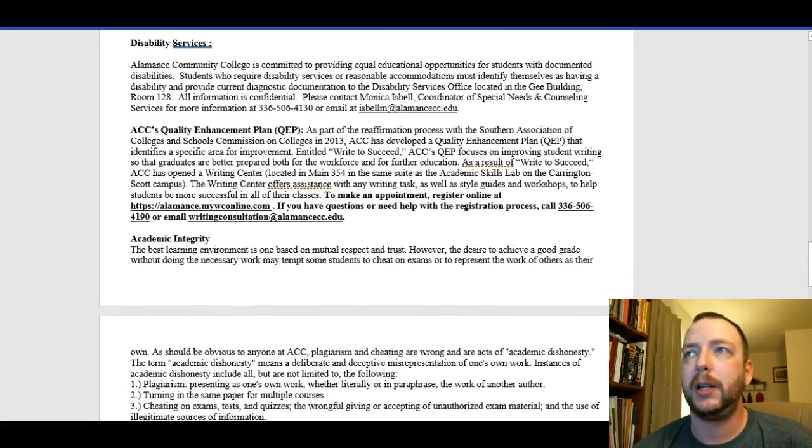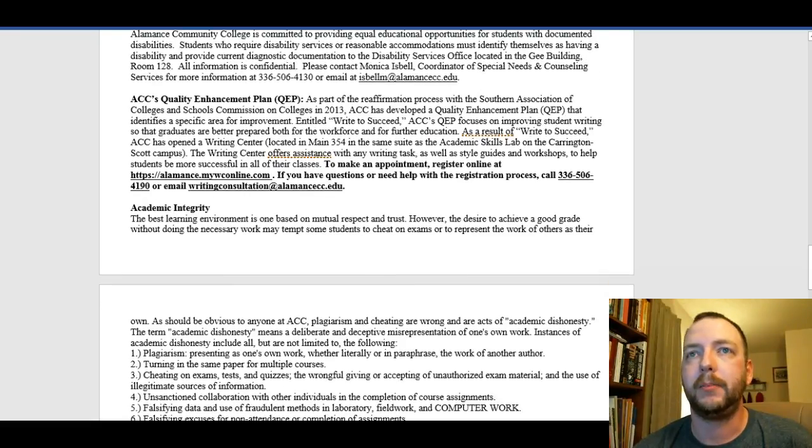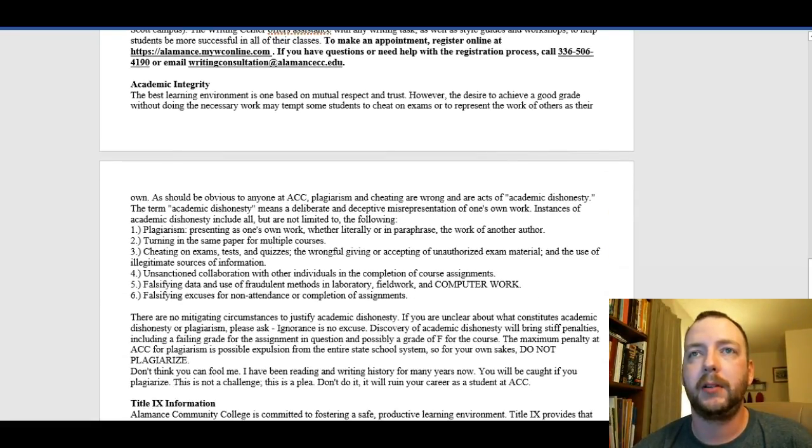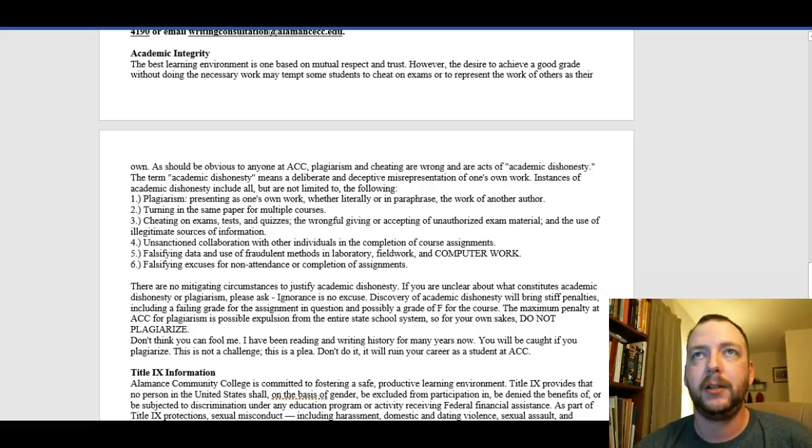This quality enhancement plan, that's something I had to include on here. Academic integrity, this is basically saying not to cheat, so I want to read it with you. The best learning environment is one based on mutual respect and trust. However, the desire to achieve a good grade without doing the necessary work may tempt some students to cheat on exams or to represent the work of others as their own. As should be obvious to any student at ACC, plagiarism and cheating are wrong and are acts of academic dishonesty. This term, academic dishonesty, means a deliberate and deceptive misrepresentation of one's own work.